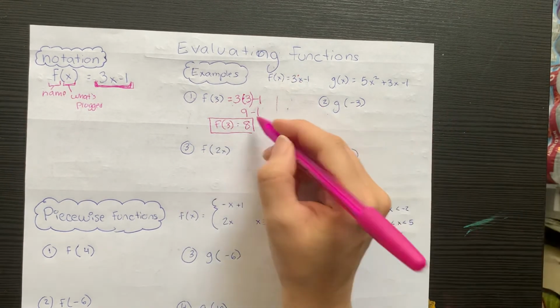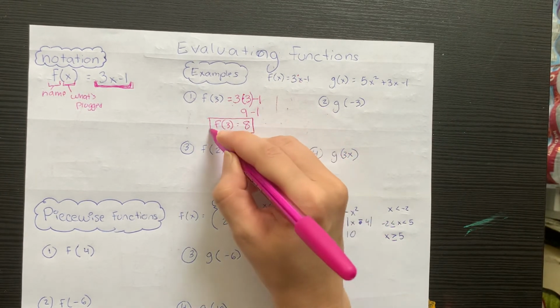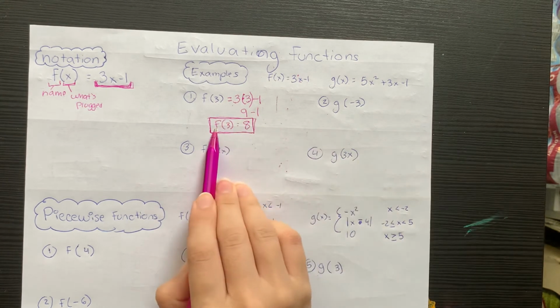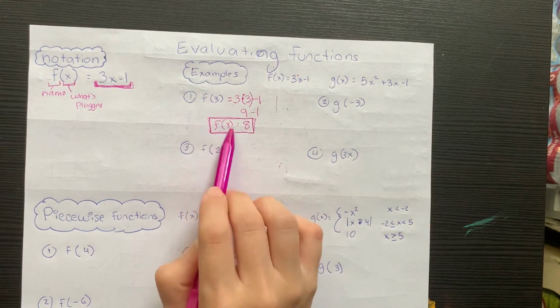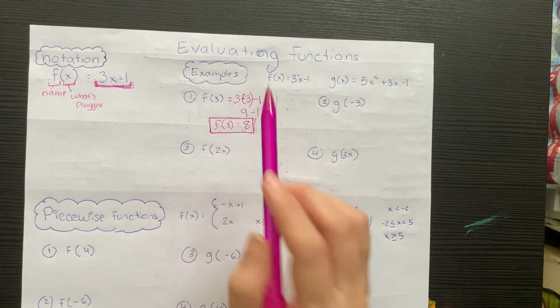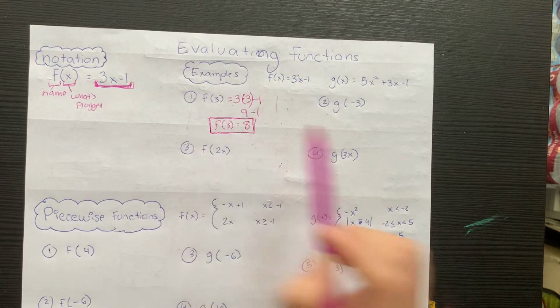When we're evaluating functions and you're writing out the answer, always put whatever they gave you here in front of the answer. Don't just write 8 and then box that. Make sure you put f of 3 is equal to 8.